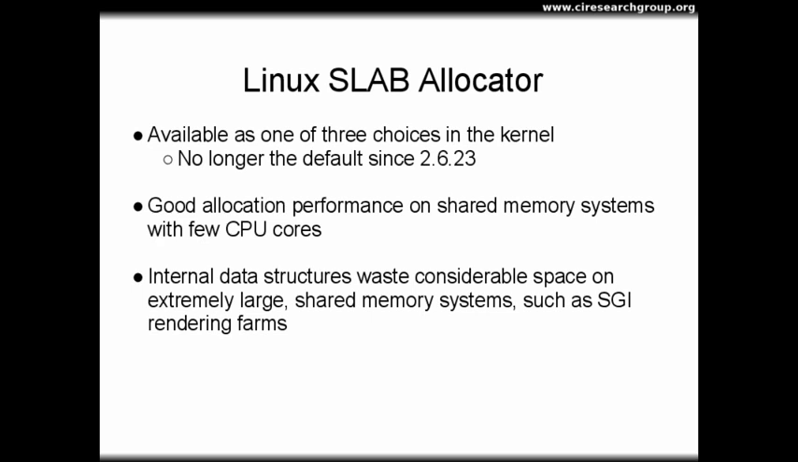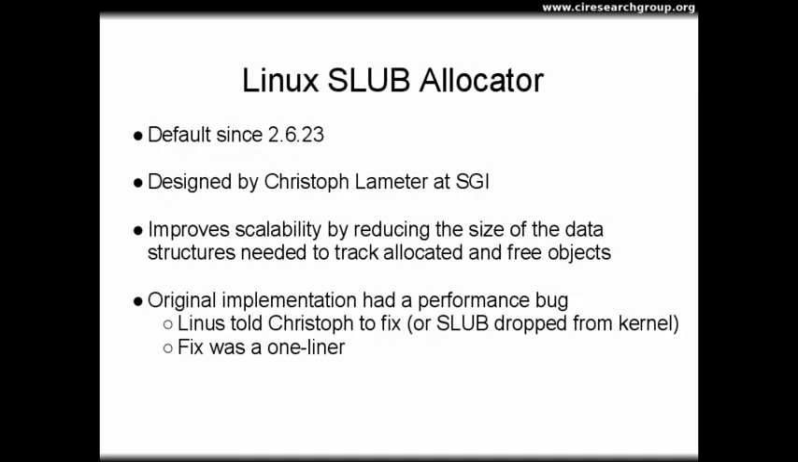If slab allocation is chosen, the Linux kernel has 2 choices of slab allocator. The first choice is the original slab allocator, which was the default allocator until kernel version 2.6.23. This allocator performed well on shared memory systems with few CPU cores, but wasted considerable memory space when used on extremely large shared memory systems, such as those found in graphics rendering farms. To reduce the space waste on large-scale SMP systems, Christoph Lameter at Silicon Graphics developed a new allocator called SLUB, which reduces the size of data structures needed to track allocated and free objects.